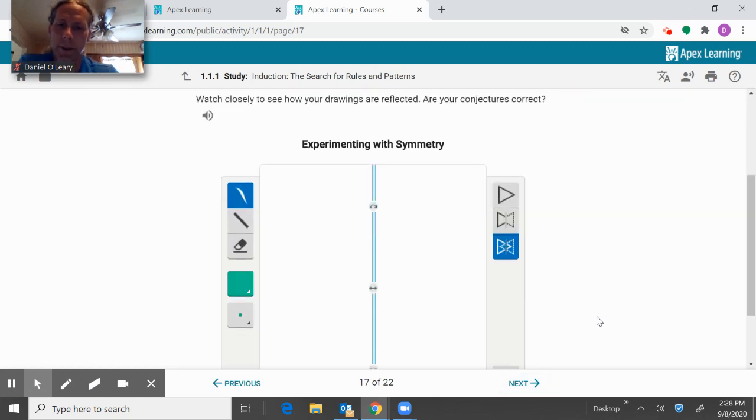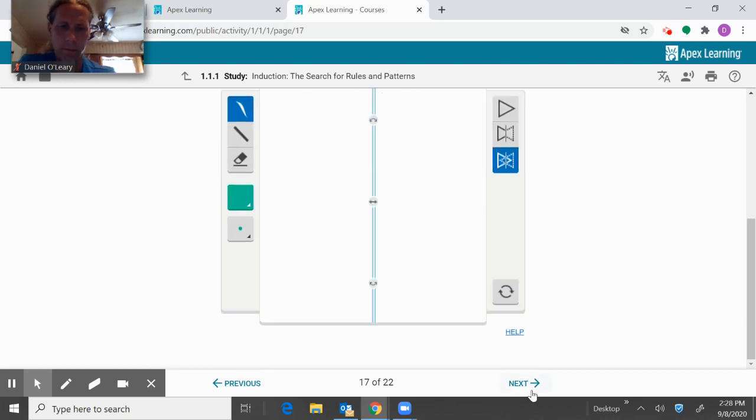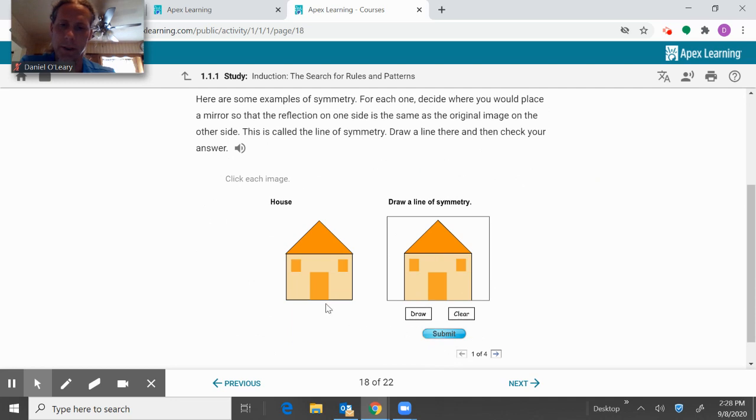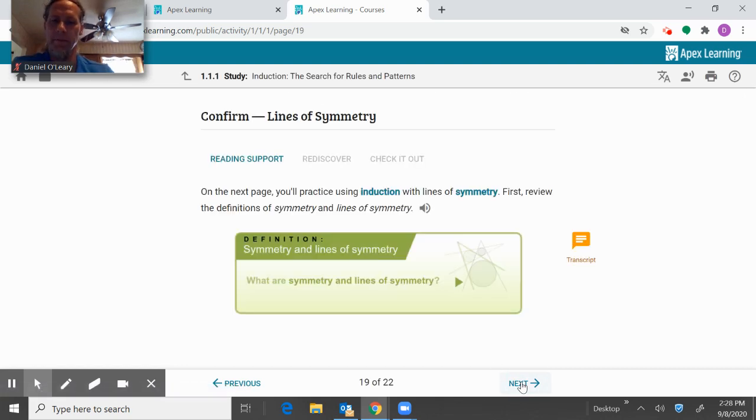More about symmetry here, and still more things about symmetry. The house: draw a line of symmetry. You then draw lines of symmetry and submit. It looks like you have to do four different things there. Symmetry and lines of symmetry.